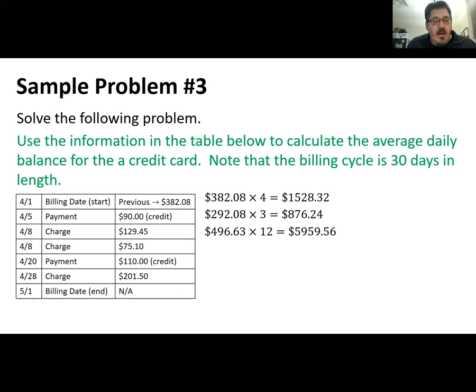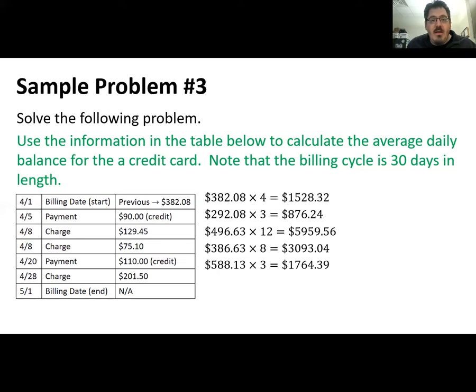On the 20th, another payment was made. So again, we're going to subtract 110 off of the balance. So we have 386.63. And that balance is present for the next 8 days, from the 20th up through the 27th. So again, we multiply. Then we have another charge on the 28th. So we're going to add in that $201.50. And that happens to be the balance for the last 3 days up until the 1st. And that's our ending balance when all is said and done.